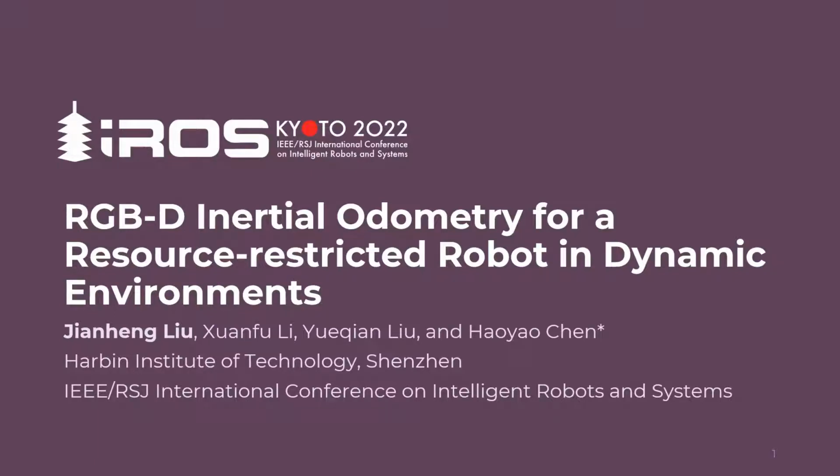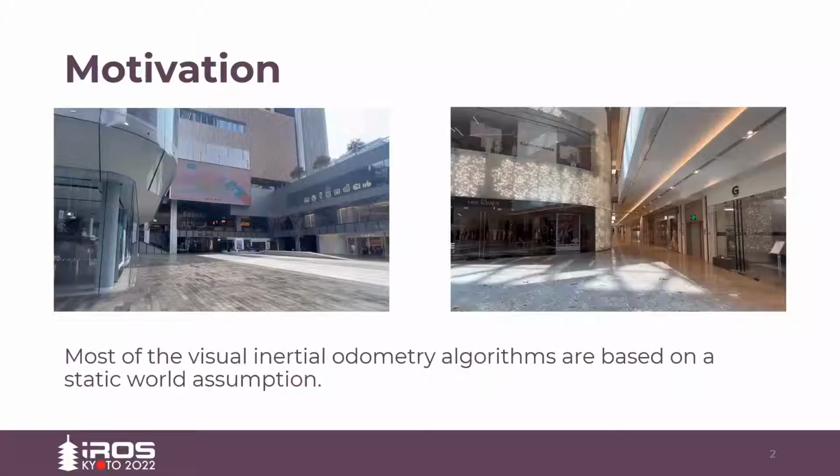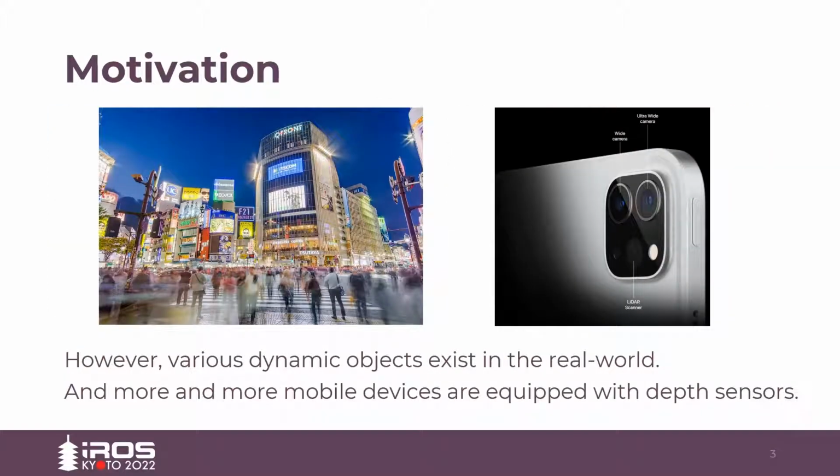Welcome to the presentation of RGB-D Inertial Odometry for Resource-Restricted Robot in Dynamic Environments. Most visual inertial odometry algorithms are based on a steady world assumption. However, various dynamic objects exist in the real world, and more mobile devices are equipped with depth sensors.